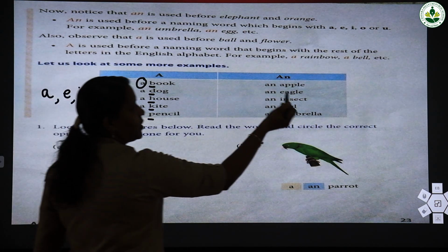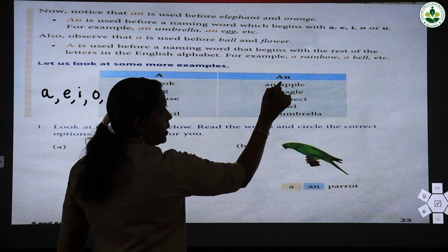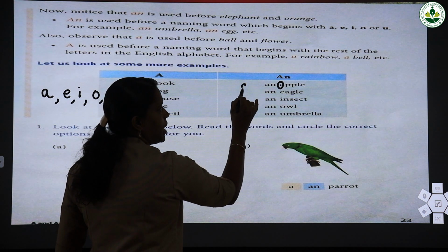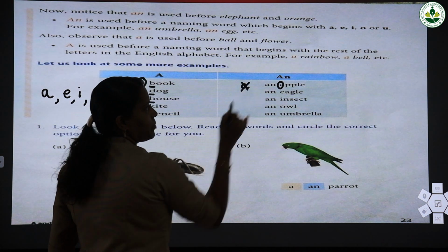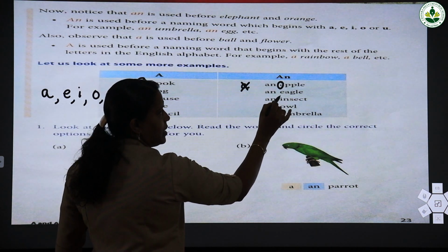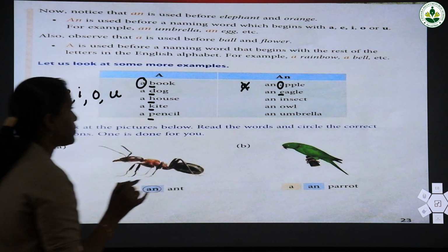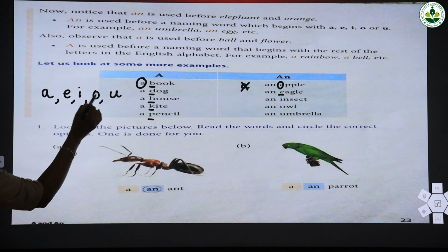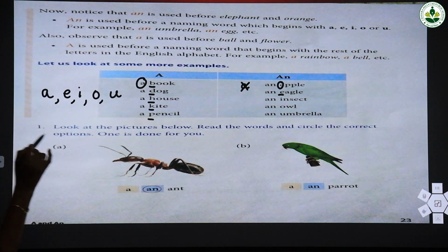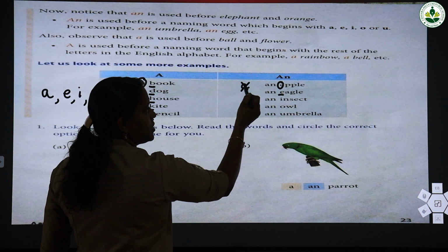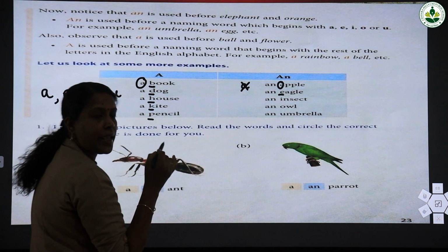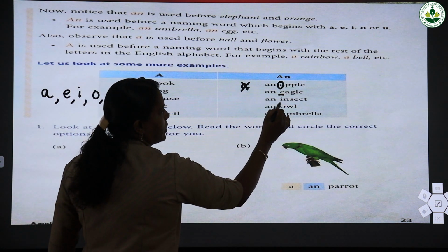But what about here? Which is the first letter? A. This is a vowel. So we cannot use A apple. A apple is not correct. Then an eagle. Which is the first letter of eagle? This is E. Is it a vowel? A, E, I, O, U. E is a vowel. So, we cannot use A eagle here. Here we can write only an eagle.